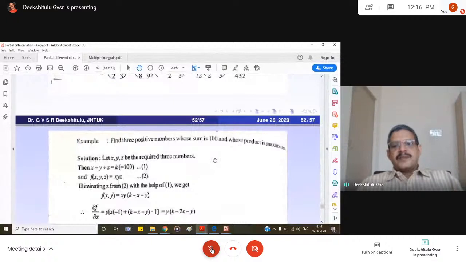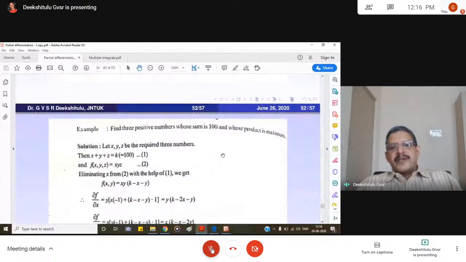Find the positive numbers whose sum is 100 and whose product is maximum. Let us say x, y, z are the numbers. So the sum is 100, x plus y plus z is equal to 100, and the product is maximum, f of x, y, z. So this I want to be maximum.